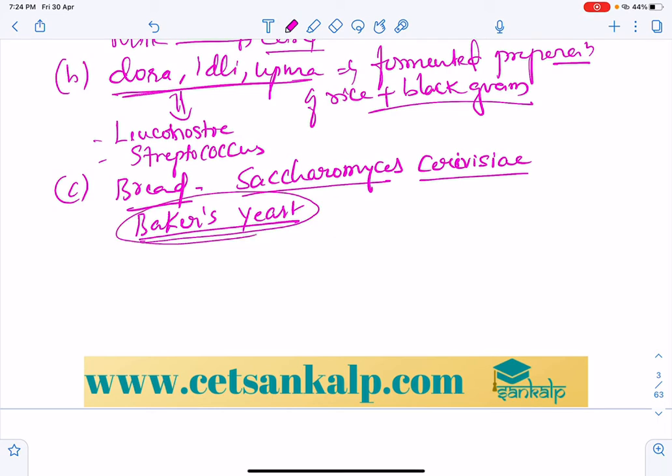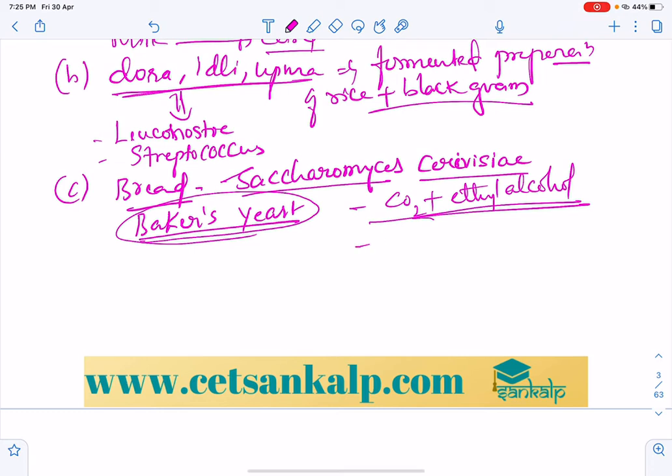When baker's yeast, Saccharomyces cerevisiae, is added to flour, any cereal flour, mainly maida, it is mixed and kept warm for a few hours, and it swells up and is then baked. When fermentation takes place, carbon dioxide and ethyl alcohol evaporate during baking, and that makes the bread porous, smooth and soft.